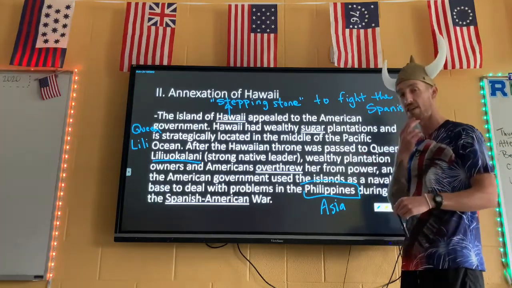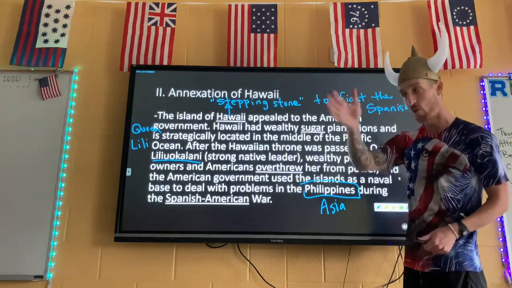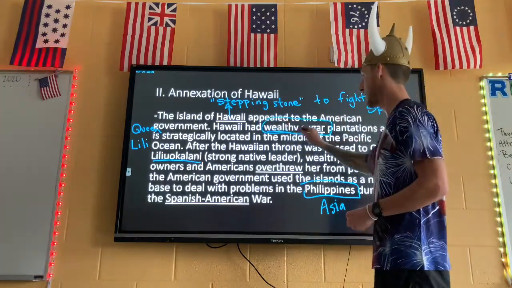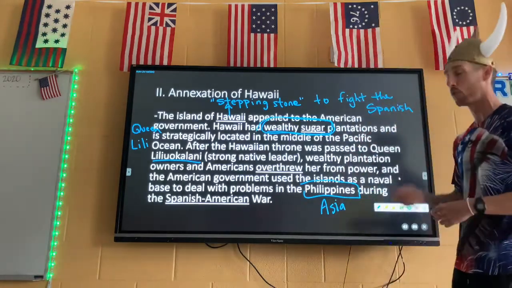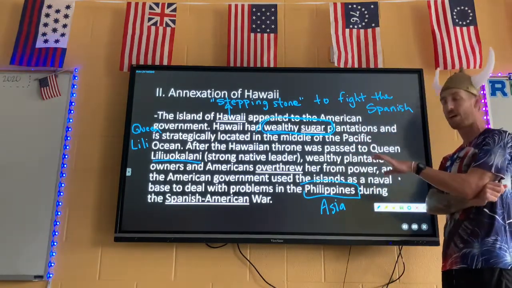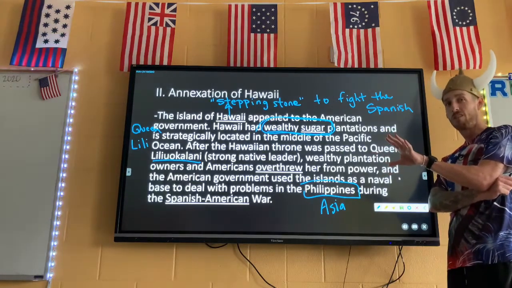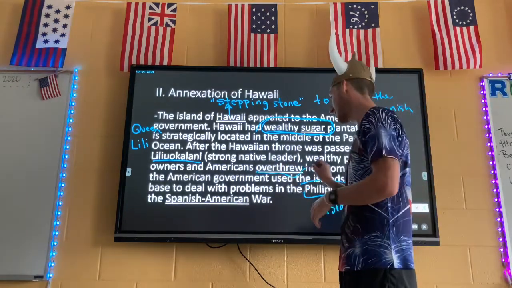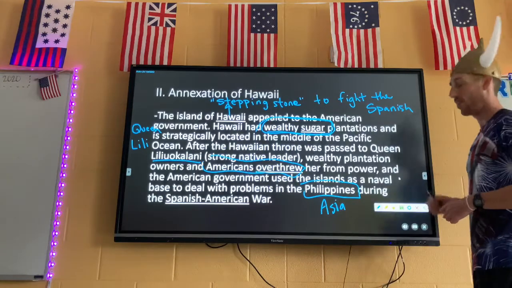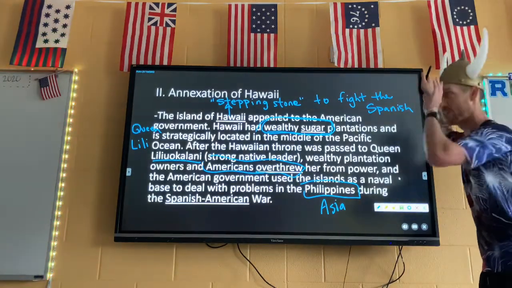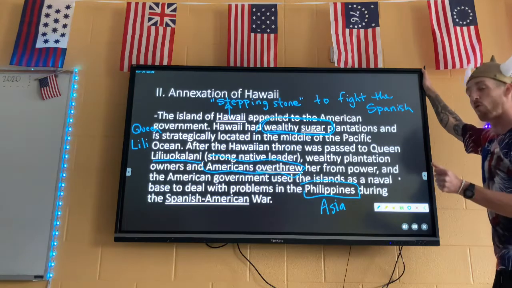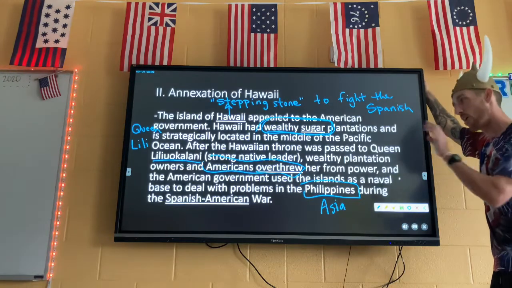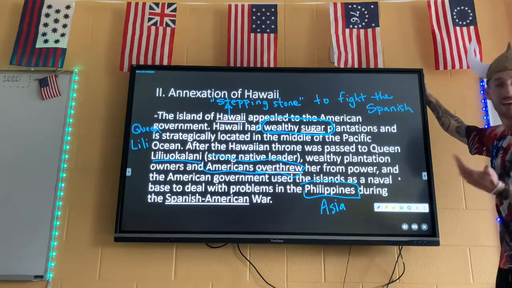Well, here's the thing. When America starts going to visit Hawaii on the way to the Philippines, look what they notice. Wealthy sugar plantations. You got social Darwinists involved who look down and they're like, hey, we can make some money here. These people are Native Americans. Let's take it over, okay? So Queen Lily, she gets overthrown by the Americans. The Americans told Hawaii, hey, we're just going to use this as a naval base on our way to the Philippines. We're not going to bother you. But United States Marines show up on Hawaii's beaches. And guess what? They overthrow Queen Lily and they basically take over Hawaii.